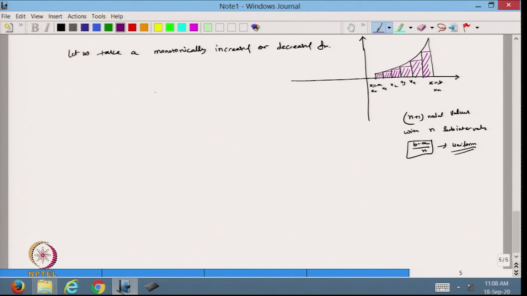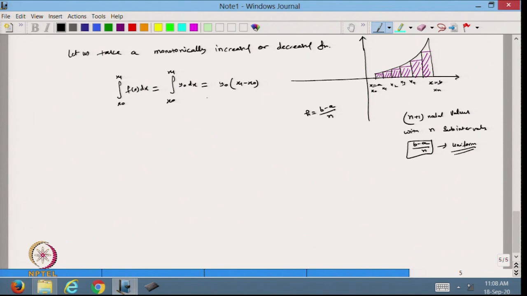So, in this case I will get the integral from x 0 to x 1 of f x dx. Now, I have approximated the function by the value at x 0. So, this integral becomes x 0 to x 1, and f x is just y 0, dx. So, it will be y 0 times x 1 minus x 0. If it is constant, then we call it h, the sub interval length. So, this will be b minus a by n.